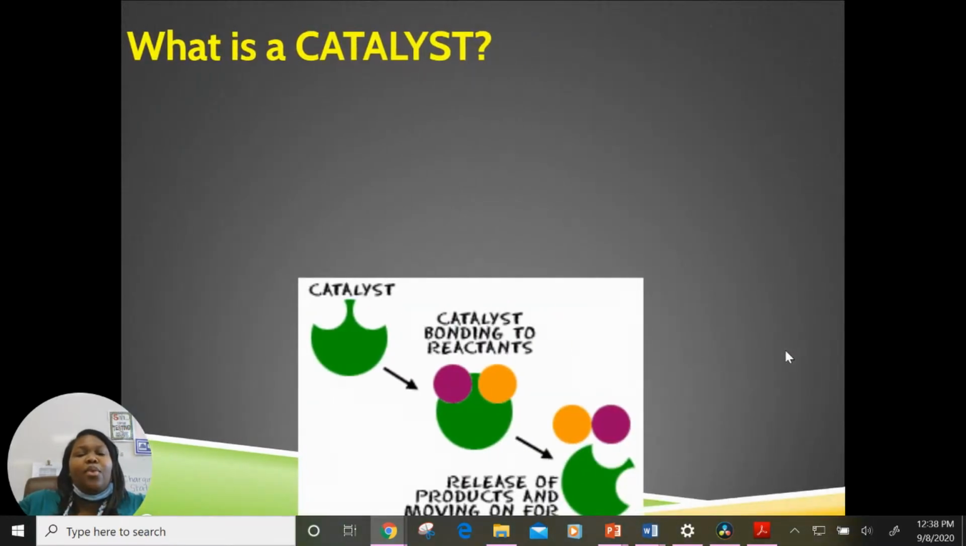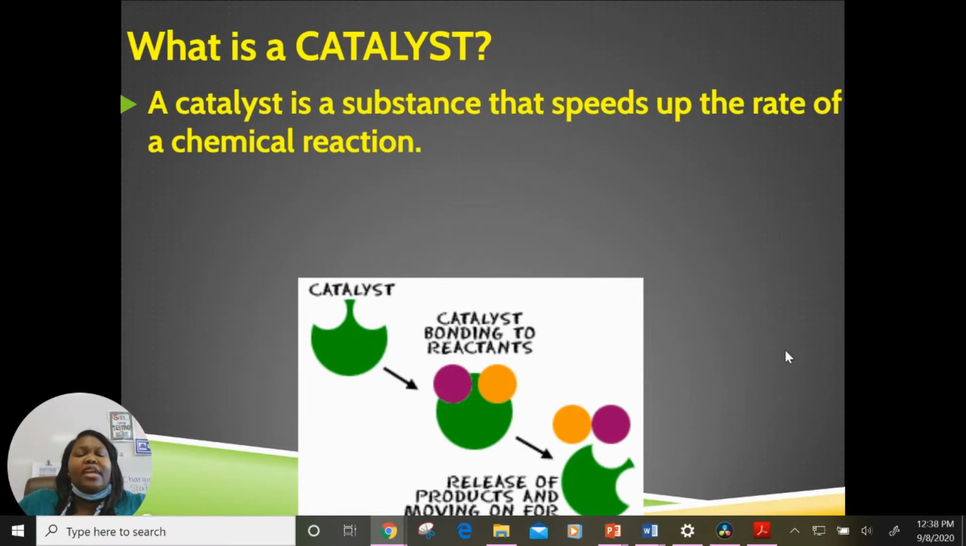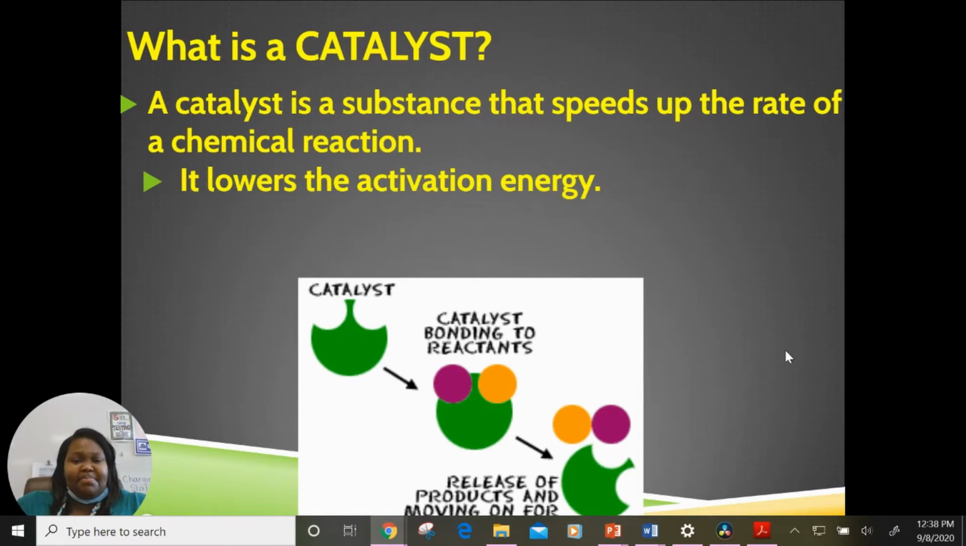All right, so what is a catalyst? Well, a catalyst is a substance that's going to speed up the rate of a chemical reaction. Another word for a catalyst is an enzyme. A catalyst, or an enzyme, will speed up a reaction by lowering the activation energy.